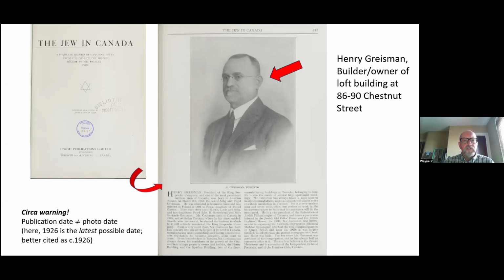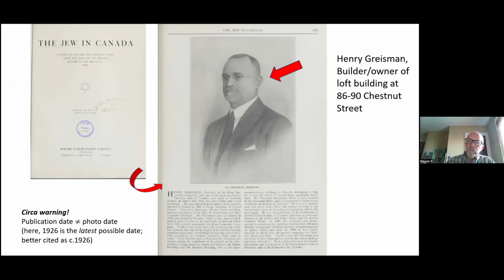The only place where I was able to find an image of Henry was in this book, The Jew in Canada, published in 1926. And you'll see down at the lower left-hand corner of the screen a circa warning. These are going to pop up throughout my presentation. And they're little warnings about how to engage with the sources that you come across. So in this case, the publication date cannot be equated with the date of the photo. So here, 1926, the publication date is the latest possible date for this photo of Henry. And so you would best cite this finding as circa 1926.